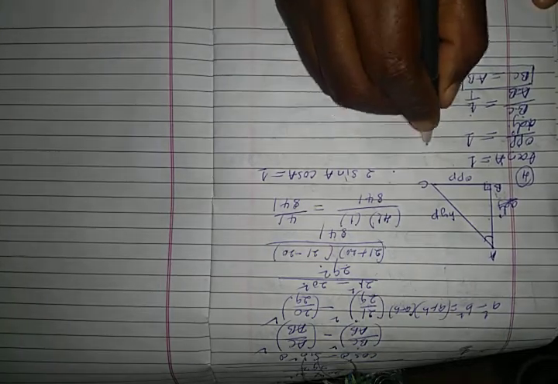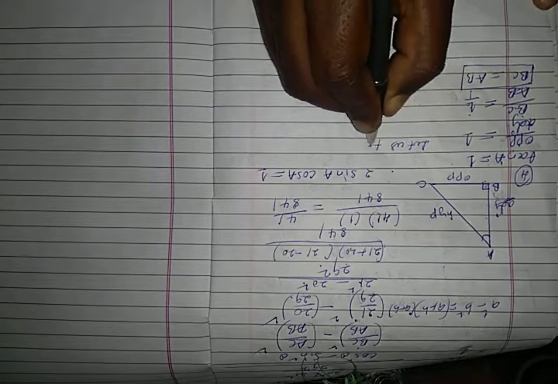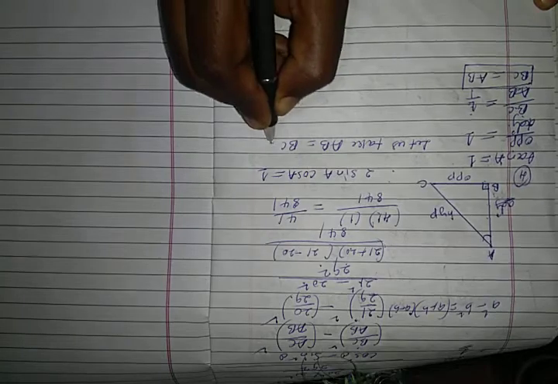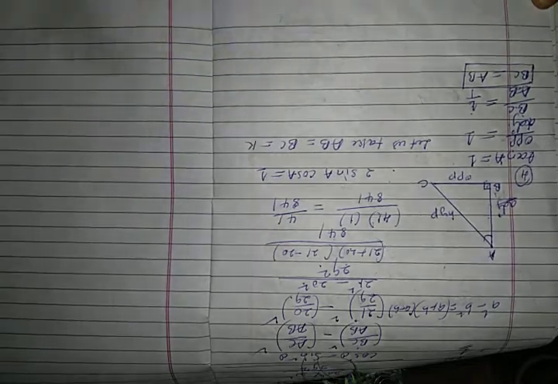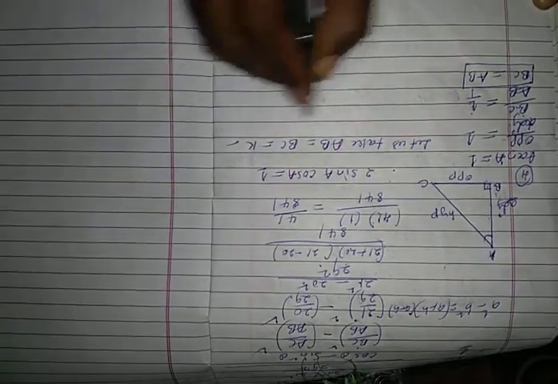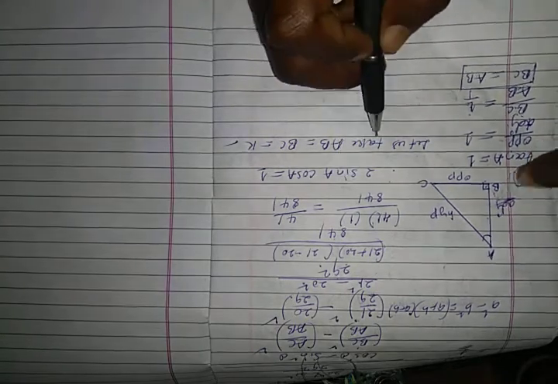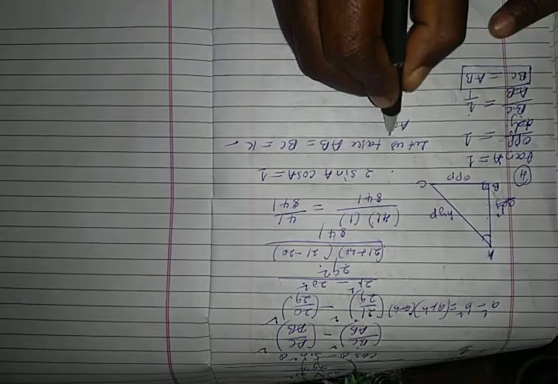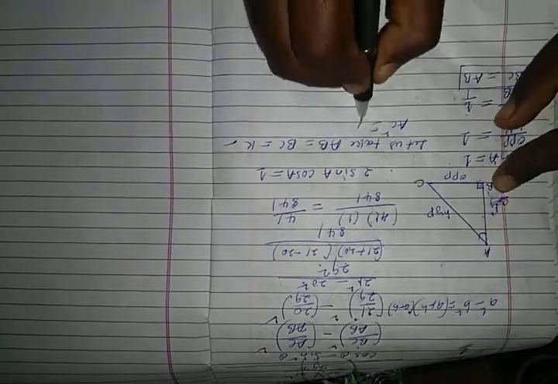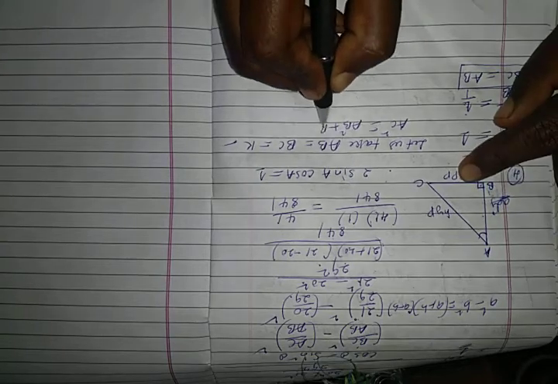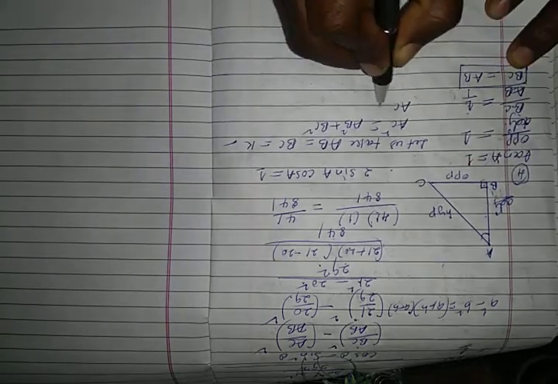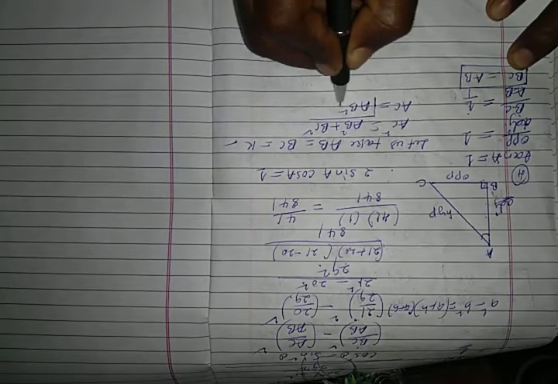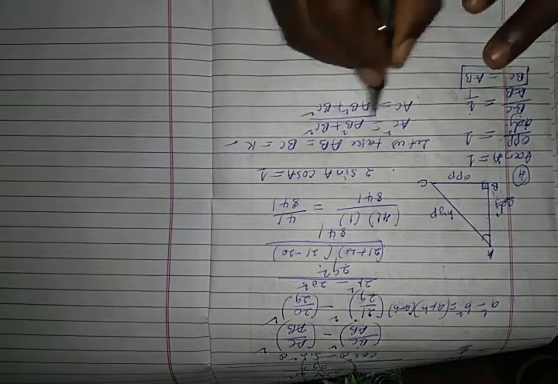Let us take AB is equal to BC is equal to K, where K is any positive number. Therefore, by using the Pythagoras theorem, the square of the hypotenuse, that is AC square, is equal to the sum of the squares of the remaining two sides, AB square plus BC square.